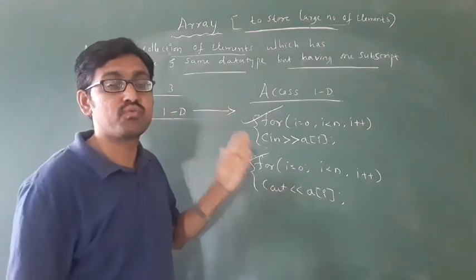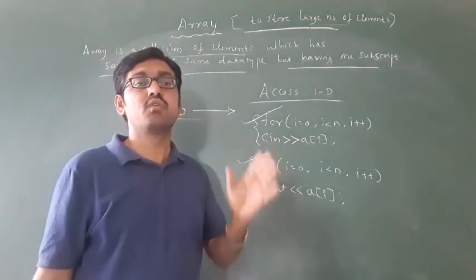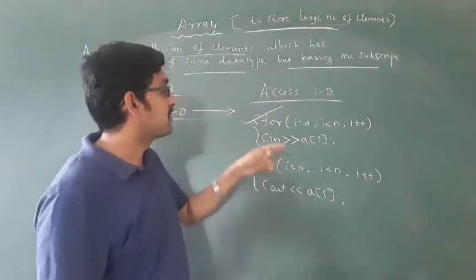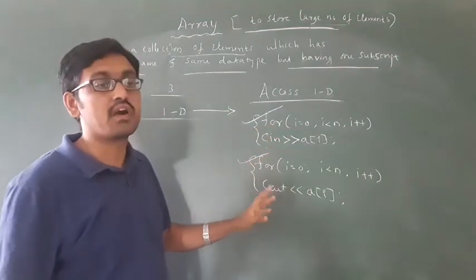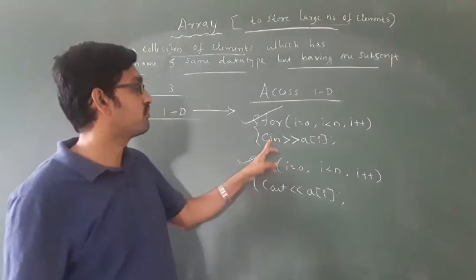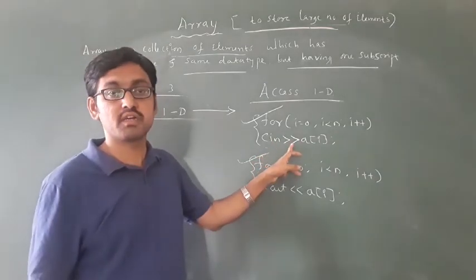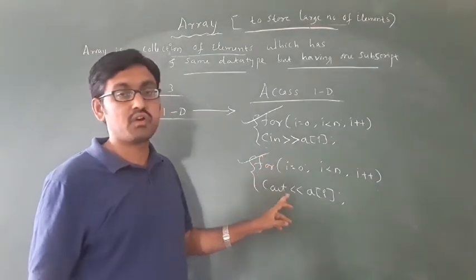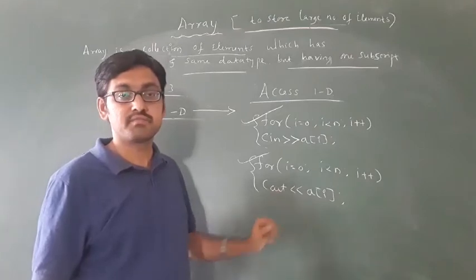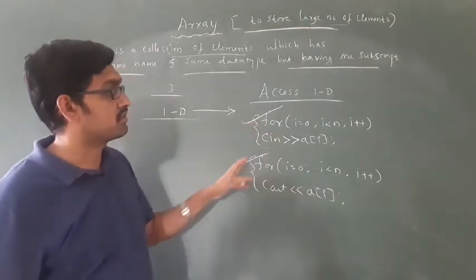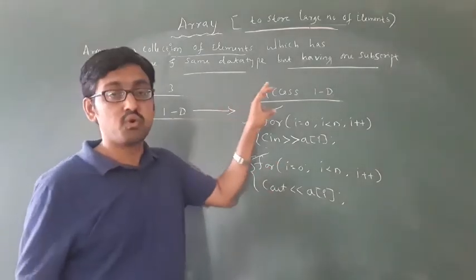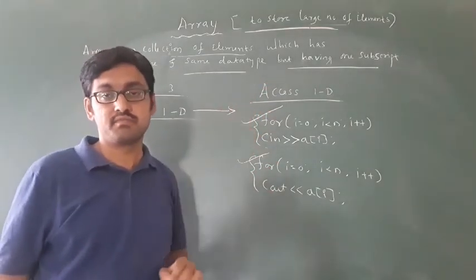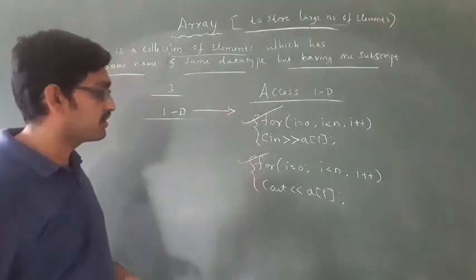That's why you have to use a for loop whenever you use an array in a program. Must and should, you have to use a for loop with cin statement and a for loop with the cout statement. Already you know for cin you have to use the extraction operator, and for cout you have to use the insertion operator. Already we discussed this. This is a 3 marks question, almost always: how to access a 1D array.